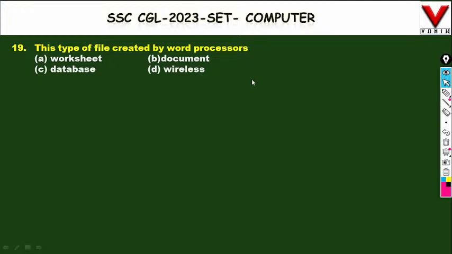This file is created by a word processor, that is, a document file is created by a word processor having the extension .doc or .docx. In case of old versions up to 2003 we are using .doc, but in case of 2007 onwards, the newer versions, the word processor extension name is .docx. So a document file is created in a word processor.